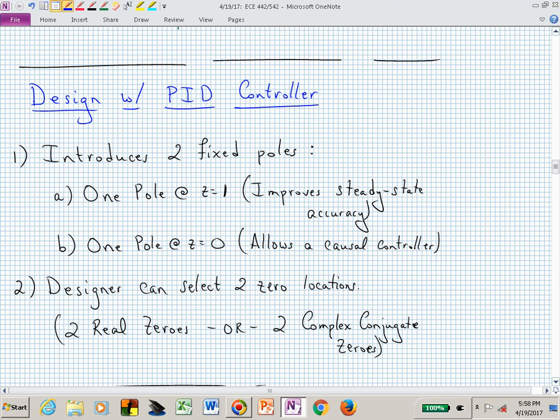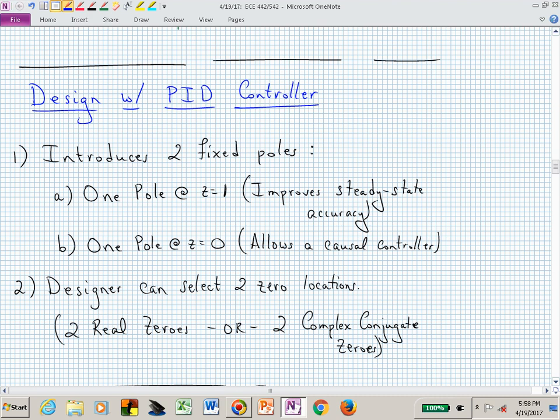You may want your system to lock on to a constant input reference. Oh, well then I want to put a pole at 1. Well, that might make your job of controlling the system a little bit more challenging, or you may have to sacrifice a little bit in the transient behavior of your system.